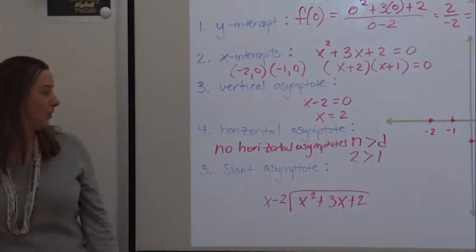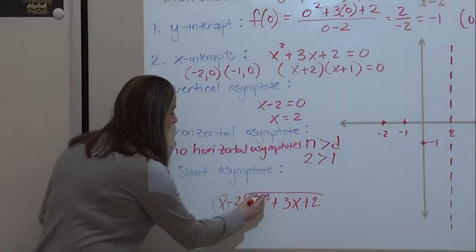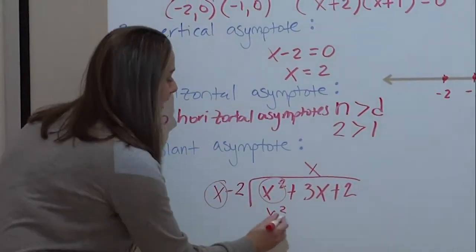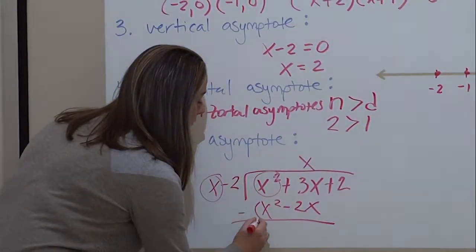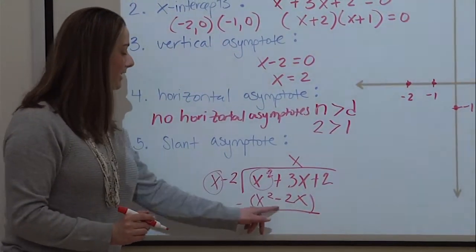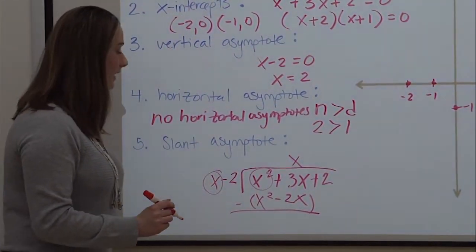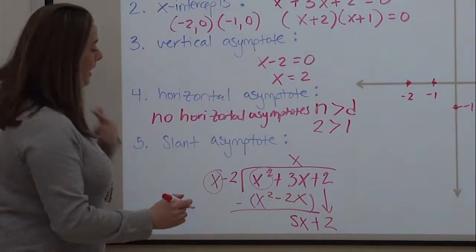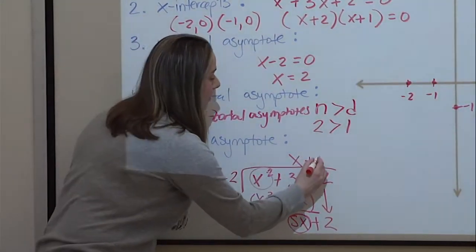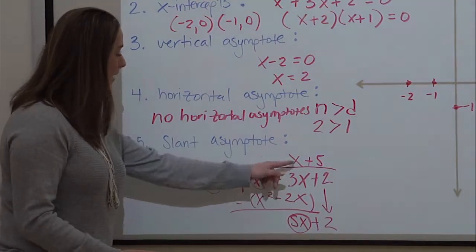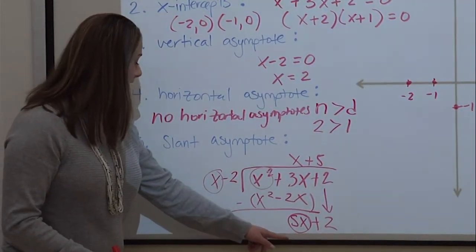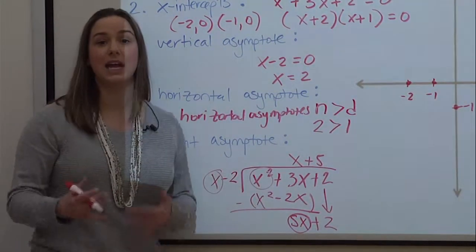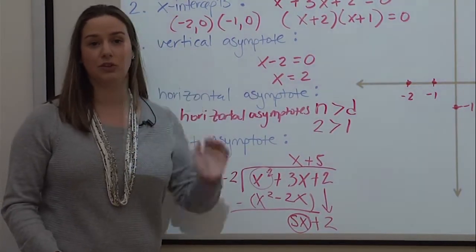So when I do this, I'm going to have x goes into x squared x times. x times x is x squared, x times -2 is -2x, and I'm going to subtract. 3x minus -2x is going to become 3x plus 2x, which is 5x. I'm going to bring the 2 down. x goes into 5x 5 times, and I'm going to again multiply it back. 5 times x is 5x, 5 times -2 is -10, and I can keep going, but again, the remainder is not going to matter.